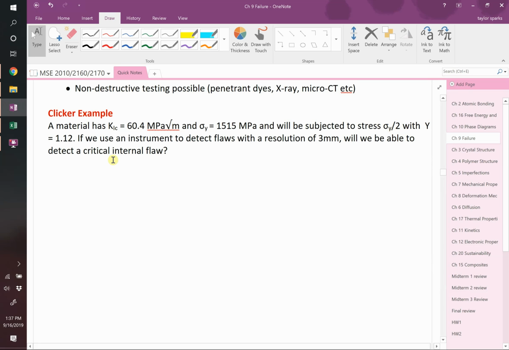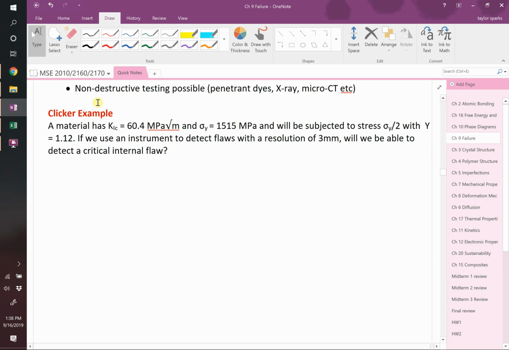And then it says, if we use an instrument to detect flaws, and it has a resolution of 3 millimeters. By the way, what are these instruments? Anybody used them before? Ultrasonic or X-ray? I'll have a sweet example; I'll do it next class. But yeah, ultrasonic or X-ray can basically look inside of a material and see where these flaws are at. But they have some limited resolution. They can't just go to arbitrary resolution, and this machine can only see as small as 3 millimeters. So the question I want you to answer is, will you be able to detect a critical internal flaw? So it's not a surface flaw, it's inside. Will you be able to see that flaw, or will this thing break and you'll have never seen it?